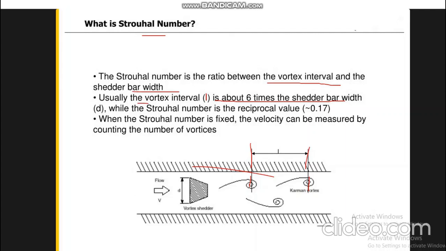Again, when the Strouhal number is fixed, the velocity can be measured by counting the number of the vortices. This is the phenomenon of the Strouhal number and how it gets implemented into the formula we've seen here.